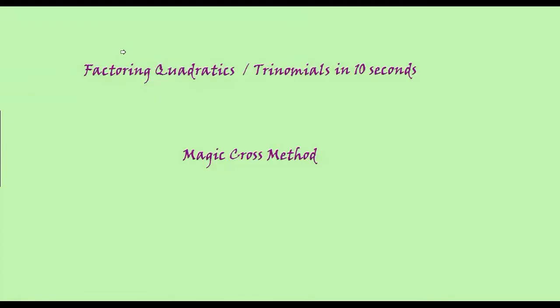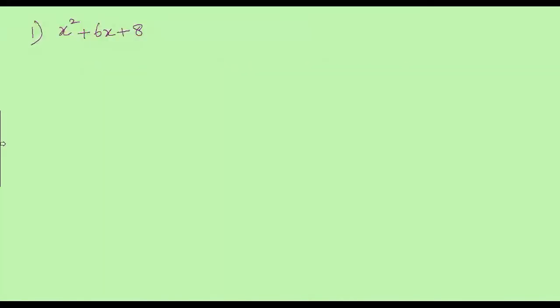Today we are going to see factoring quadratics or trinomials in just 10 seconds. That is possible using the magic cross method. I'm going to explain with some examples today. So let's factorize the first trinomial, x squared plus 6x plus 8.